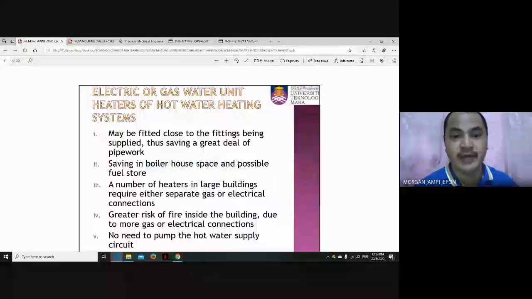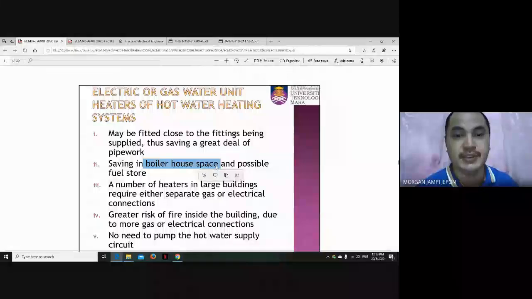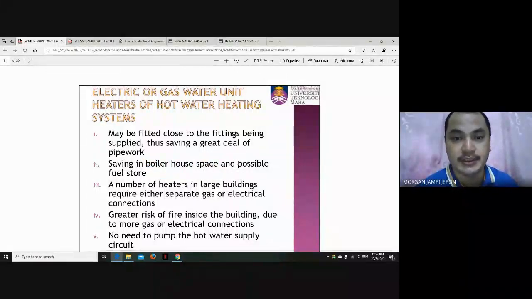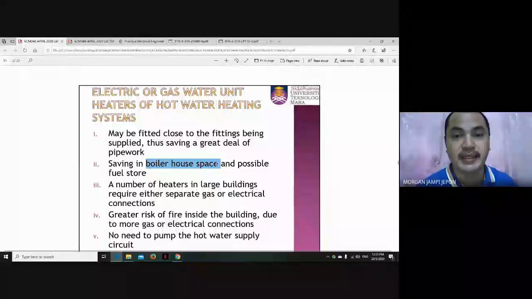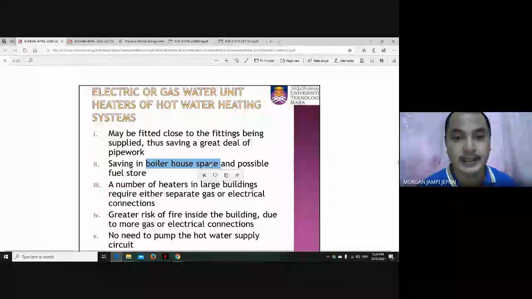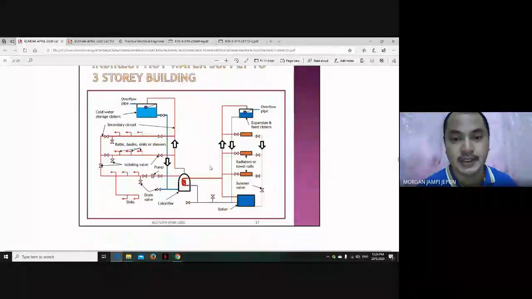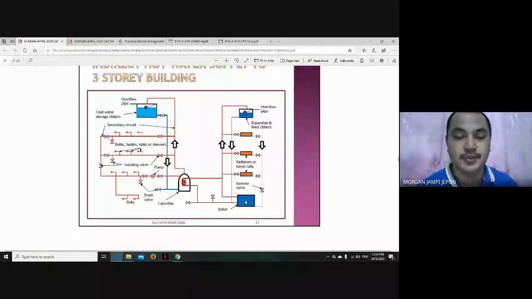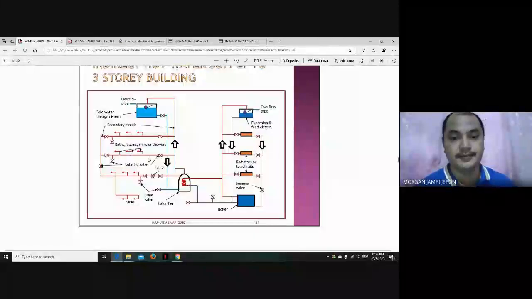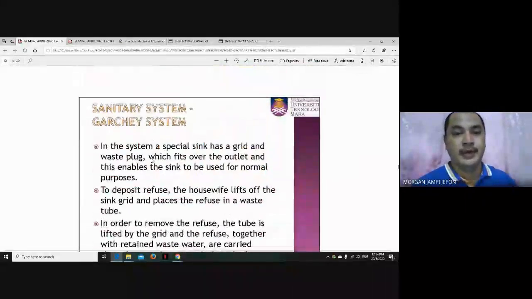But for a very large building, it needs to have a centralized system, which is using a boiler, because in the long run, for a big and multi-story building, using a boiler, like this one, this is the boiler, is much cheaper in the long run. All right, move on.